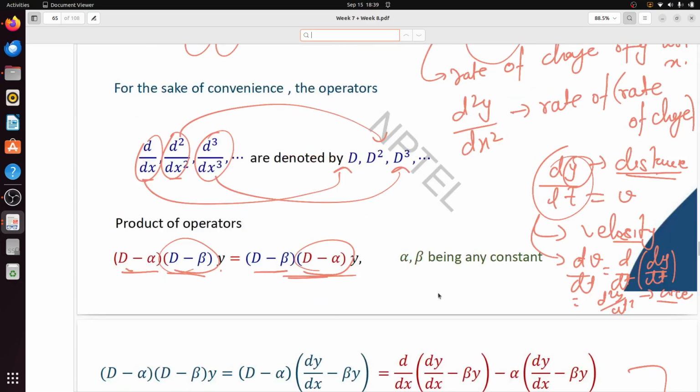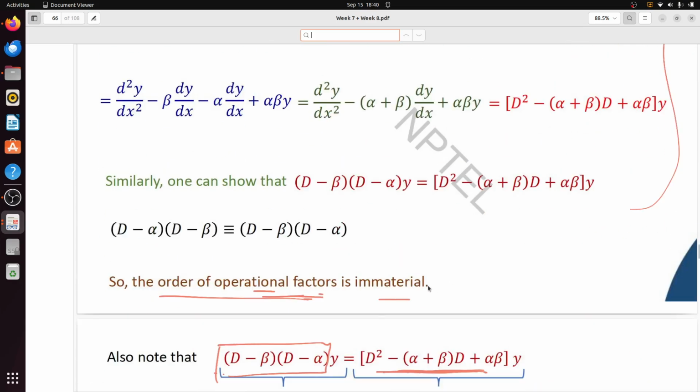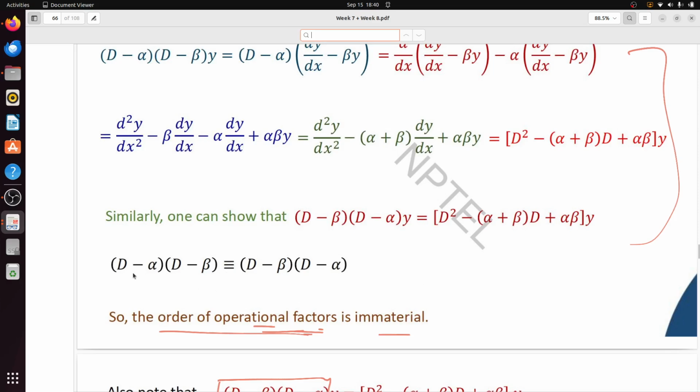I have proved this. I have given the proof. You just go through it. So they are actually commutative. D minus alpha into D minus beta is the same as D minus beta into D minus alpha.